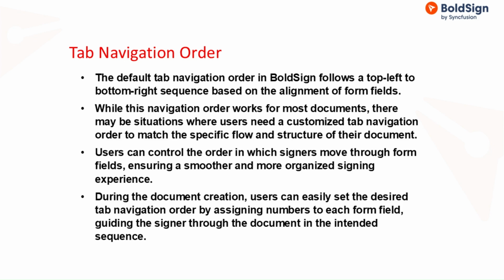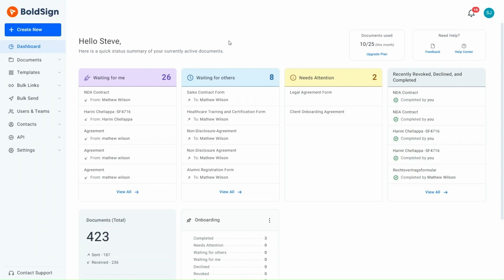Consider a scenario where a sales manager needs to send a detailed sales agreement to a client. The agreement includes multiple sections that need to be reviewed and signed in a specific order. To ensure a smooth signing process, the sales manager sets a custom tab navigation order that guides the client through the form fields in the intended order. This helps the client navigate through each section systematically, ensuring all necessary fields are filled out before the document is finalized. Let me demonstrate how the sales manager would do that.